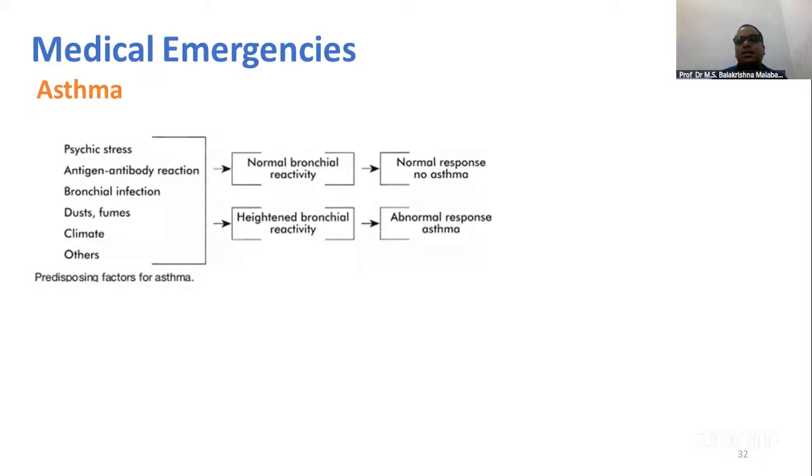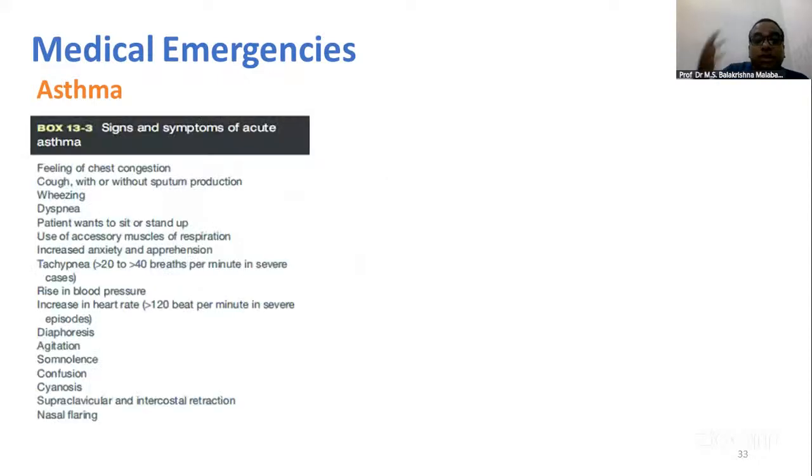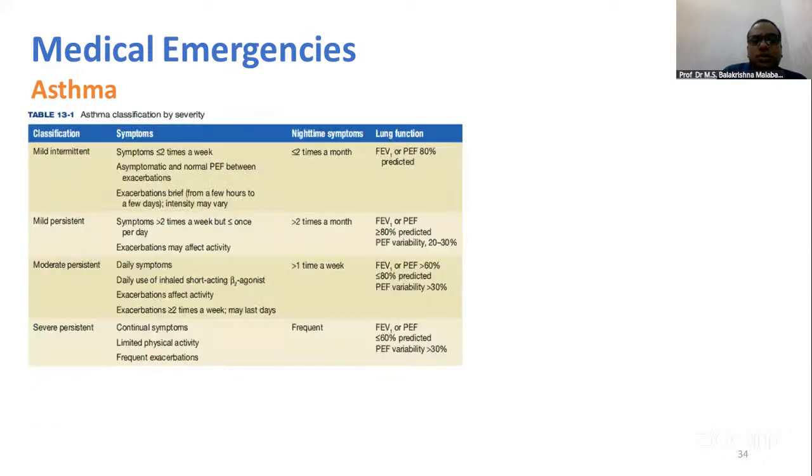So what happens here? Normal bronchial reactivity takes place, but if there are predisposing factors, there is heightened bronchial reactivity. So there could be normal or heightened reactivity in the bronchi, and then it can turn out to be asthma. The difficulty in breathing can come. The signs and symptoms are wheezing, dyspnea, cough, feeling of chest congestion, tachypnea initially, rising blood pressure, followed by depression. For anything, there is an increase followed by a decrease, right? So these are the signs and symptoms that you should know.